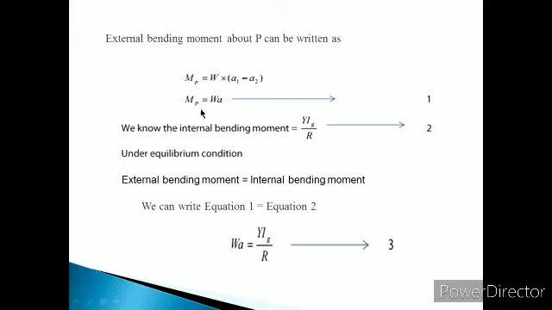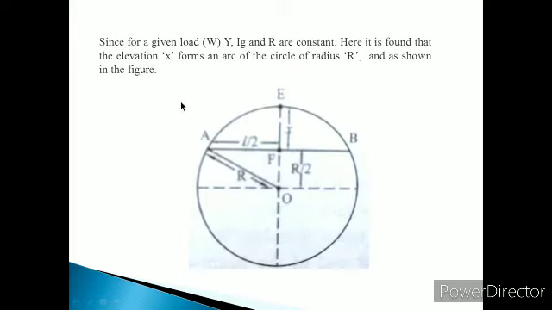Equation 1 is the external bending moment. Equation 2 represents the internal bending moment. Under equilibrium, equation 1 is equal to 2. Therefore, W into A is equal to YI by R, that is equation number 3. From the diagram, for a given load W, Y, I, R are all constants: Young's modulus, moment of inertia, and the radius of curvature are constant.